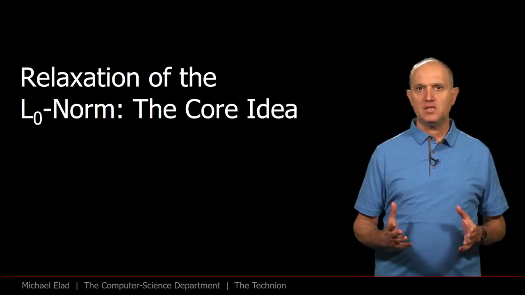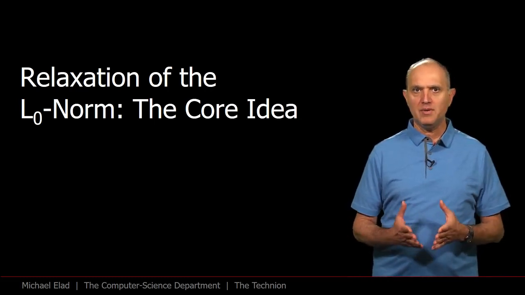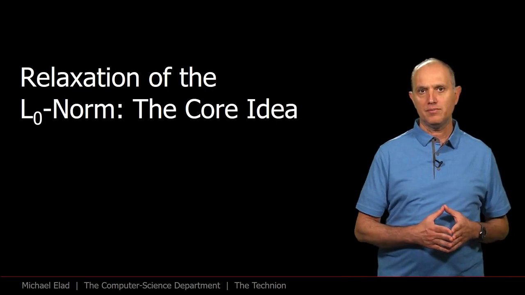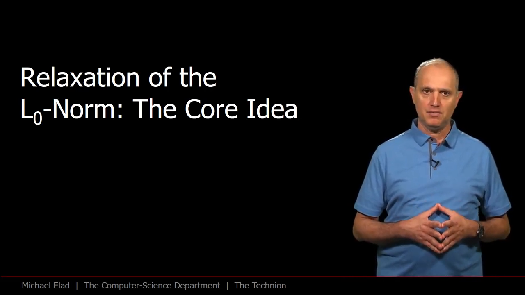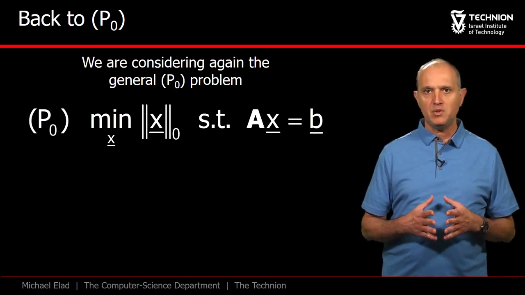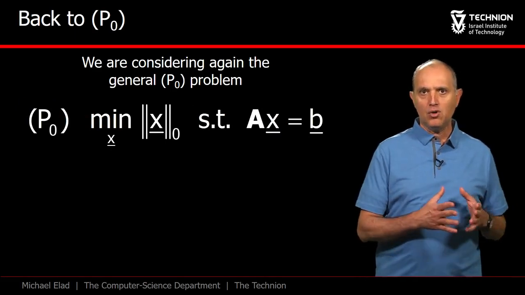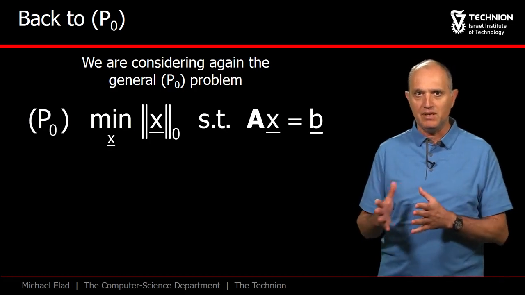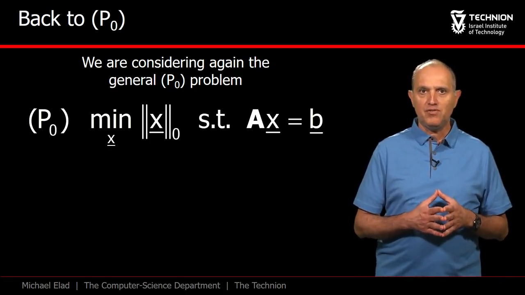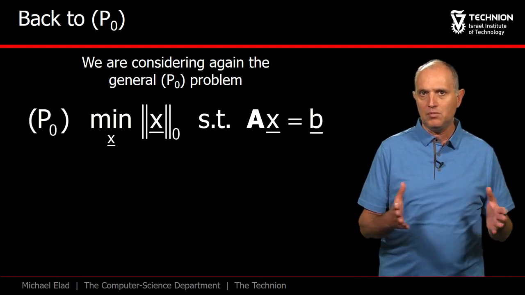So far, we discussed greedy methods for approximating the solution of the P0 problem. We turn now to another breed of methods, relaxation-based algorithms. We are given a matrix A and a vector B, and our goal is to find the sparsest solution of the linear system AX equals B. We desire to achieve an approximation of this solution in reasonable time.